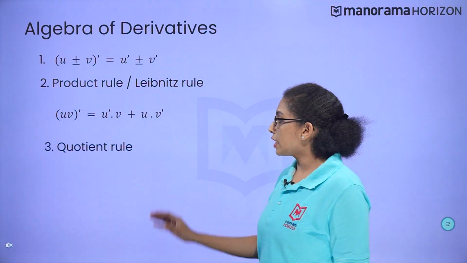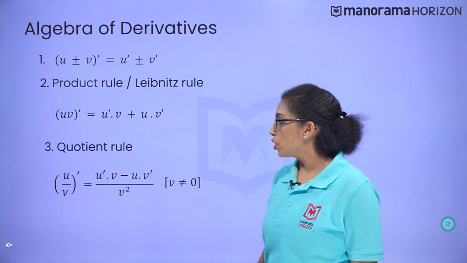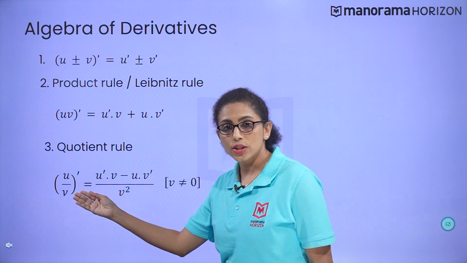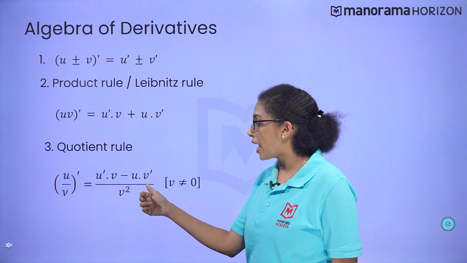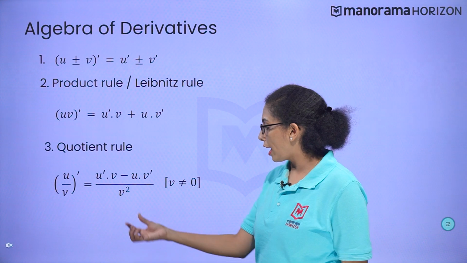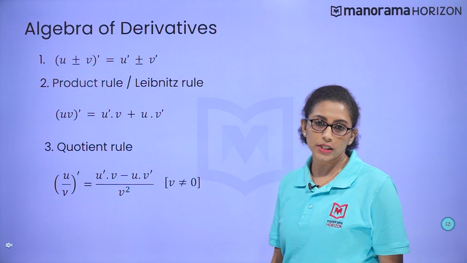The last rule is the quotient rule. That is, u by v the whole dash is equal to u dash into v minus u into v dash, by v square, where v is not equal to 0.